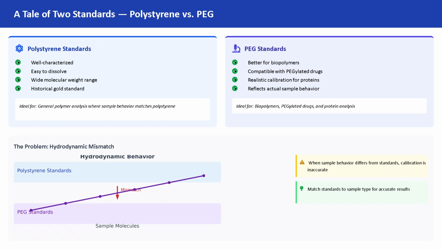Not all standards behave the same way. Polystyrene standards are well characterized, easy to dissolve, and available across a wide molecular weight range. They're perfect for general polymer analysis, as long as your sample behaves like polystyrene. But when you're working with biopolymers or PEGylated drugs, PEG standards are more realistic. They mimic how these hydrophilic molecules move through the column, reducing hydrodynamic mismatch. The rule is simple. Match your standard to your sample's chemistry. Otherwise, calibration becomes guesswork.